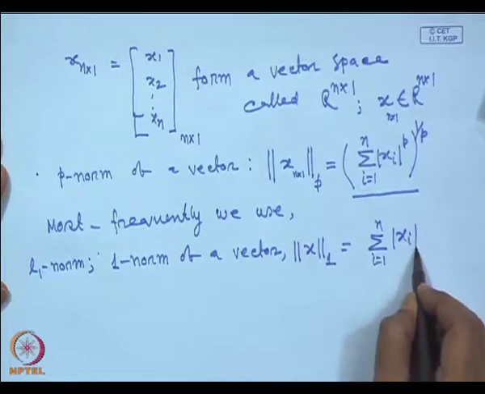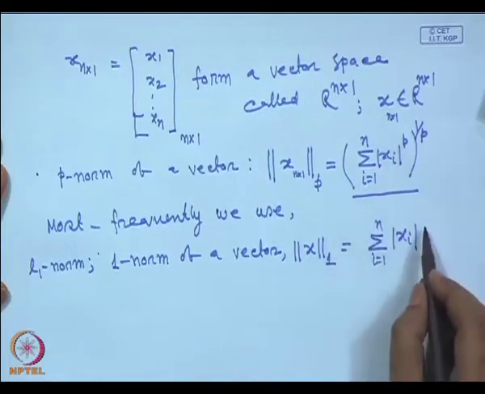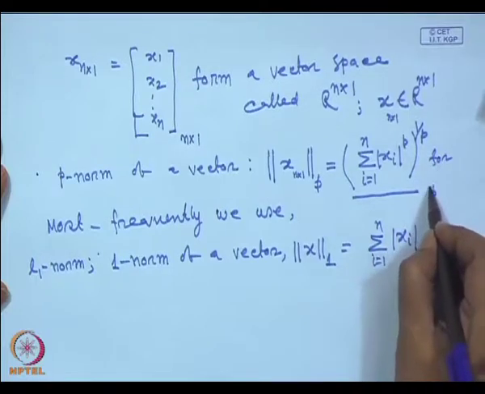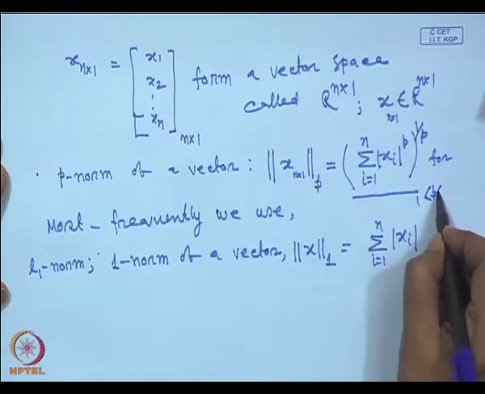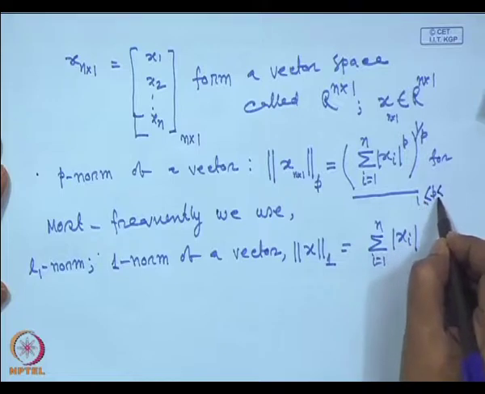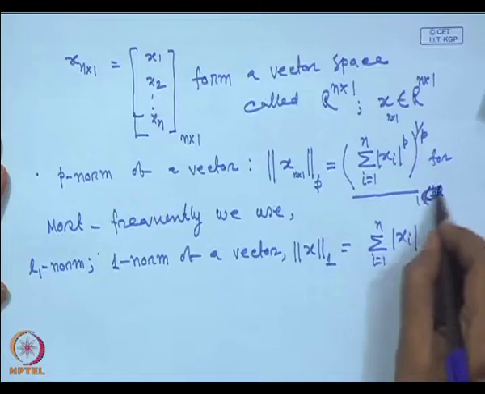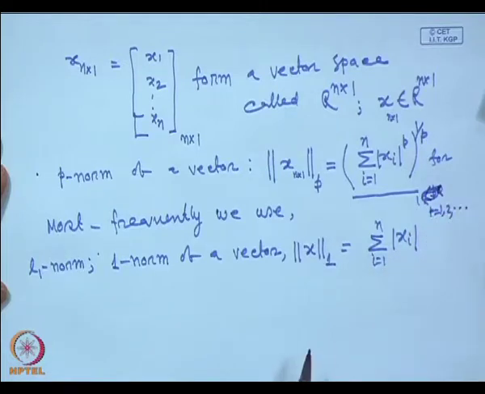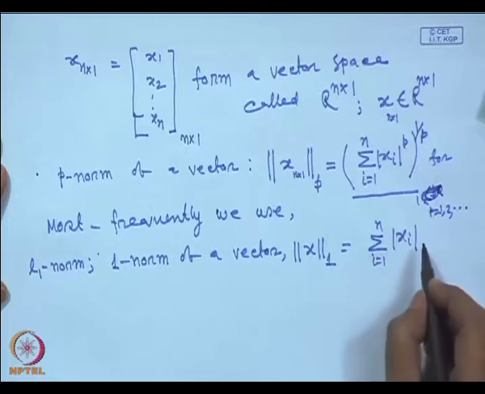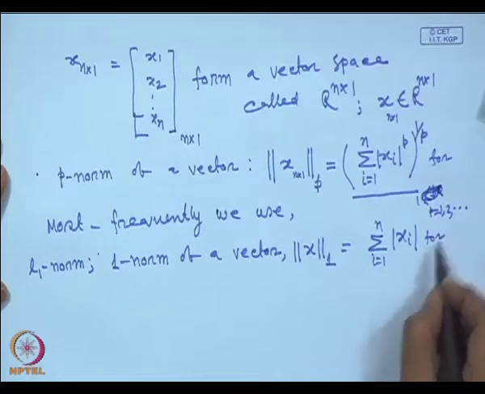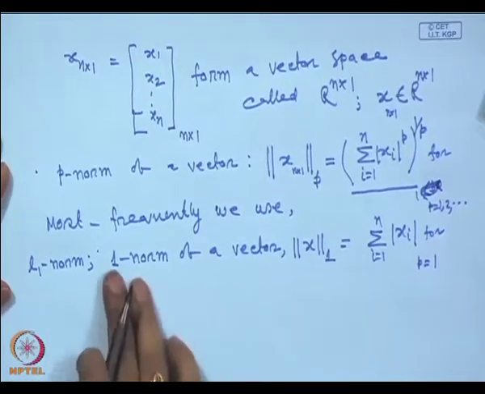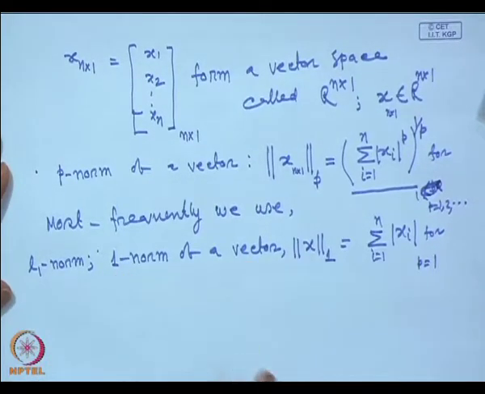So, it is nothing but the summation of i equal to 1 to n of the mod of x i, with p equal to 1. Here you can write for p greater than or equal to 1, that is p equal to 1, 2, 3. So, for p equal to 1, it is called the 1 norm of a vector.